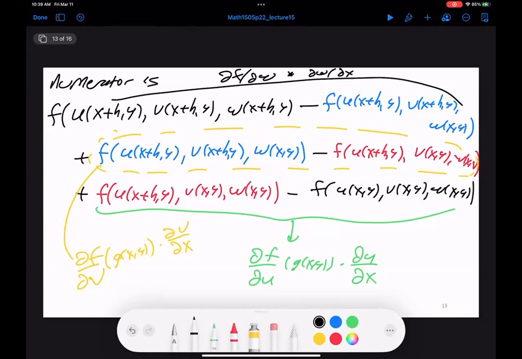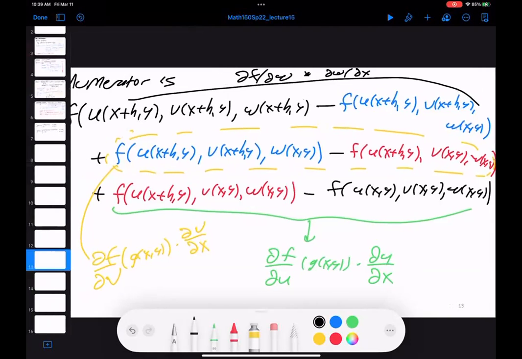We've done nothing. Painfully for many minutes, but we've done nothing. We've just added 0. Okay. Why is this valuable? Because by adding 0 in a clever way, we can now recognize some of the terms as expressions that we like. And that's where this formula comes from.